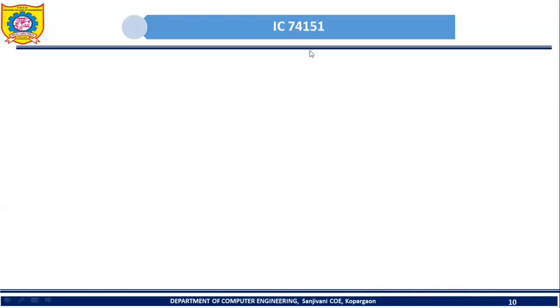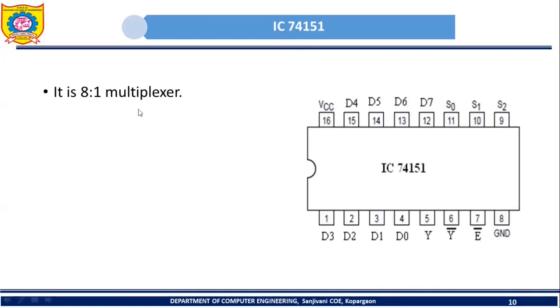Now let's see one IC. Name of that IC is 74151. So what is 74151? It is an 8:1 multiplexer. So in this IC you will find an 8:1 multiplexer. So let's see the pin diagram of this IC. So this is the pin diagram of IC 74151.